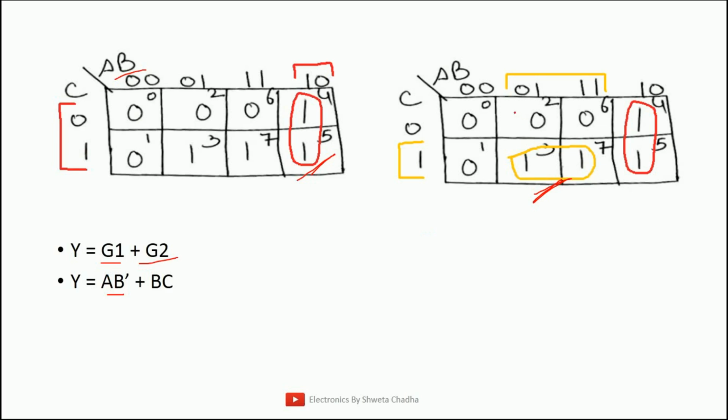Second group, let us write down the answer for the second group, and I have already marked the group areas over here. A has 0 and 1, changing value, ignore. Second variable B, B is 1 and 1, so B is having the same value in both the group areas, hence B. Why B? Because B is equal to 1. On the other hand, C. As per our group area, C is only having a single value which is 1. So hence C. So the final answer is Y is equal to A dot B dash plus B dot C.